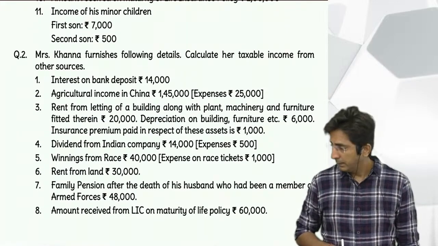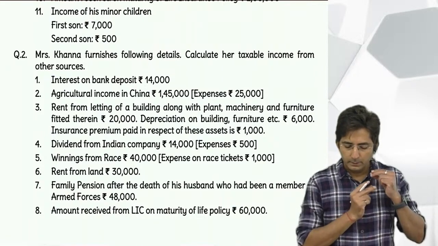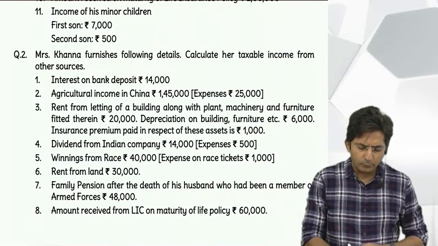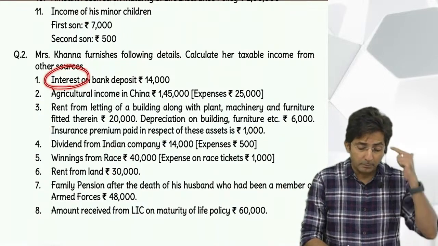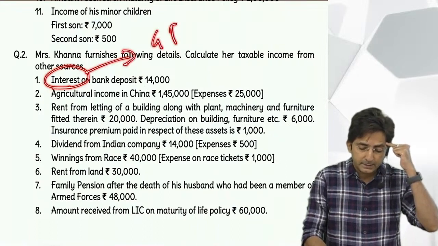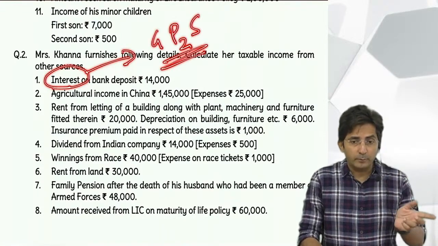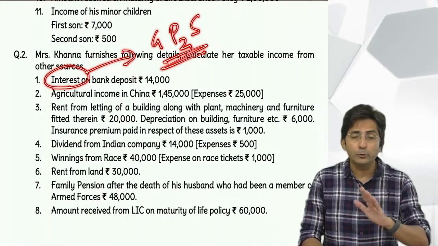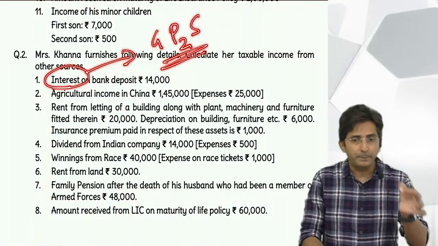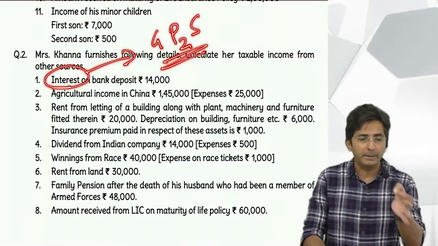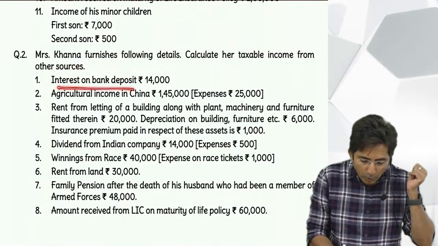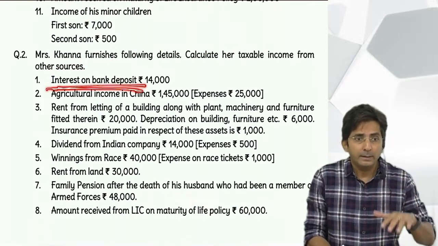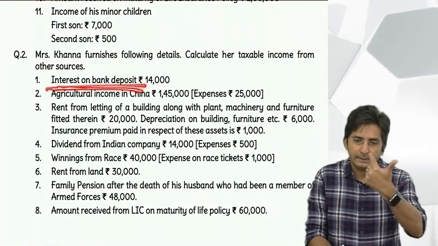Read the first point. Interest on bank deposit. Now, interest income, try to recall the theory. Tell me, what did I explain? Whenever you come across interest income, you should search in GPS. If the interest is from GPS, what is the full form of GPS? Gold bonds, POSBA, PPF, Sukanya. Is it gold bonds, POSBA, PPF, Sukanya? No. Then it is taxable. And if it is taxable, dash or amount? Amount in the outer column directly.